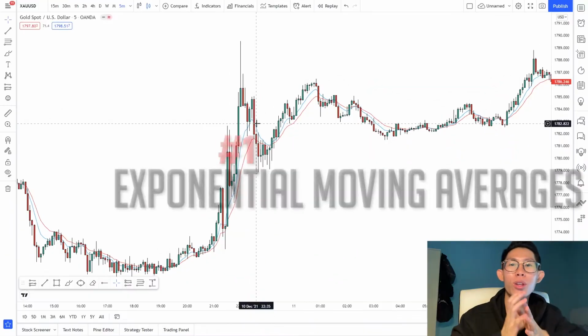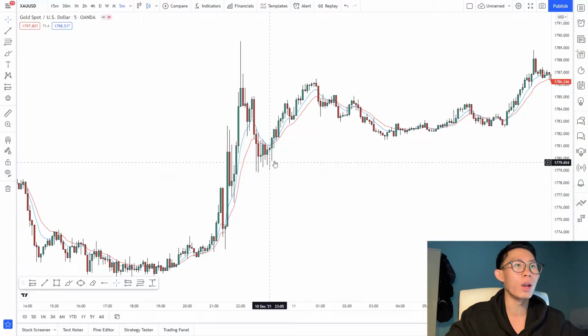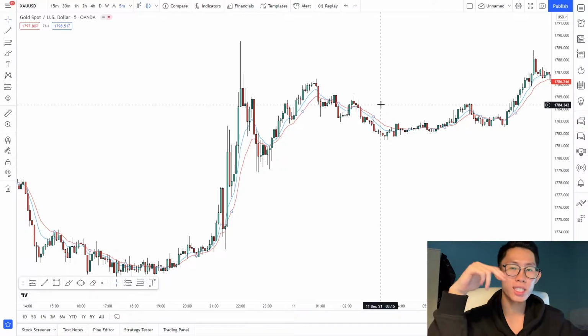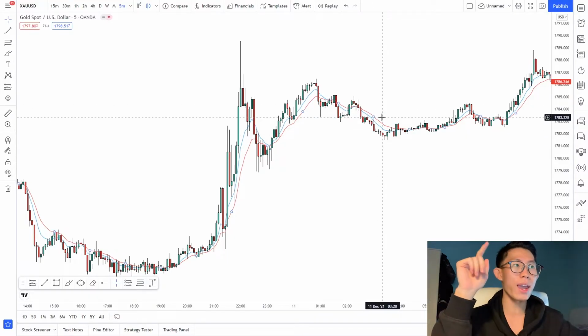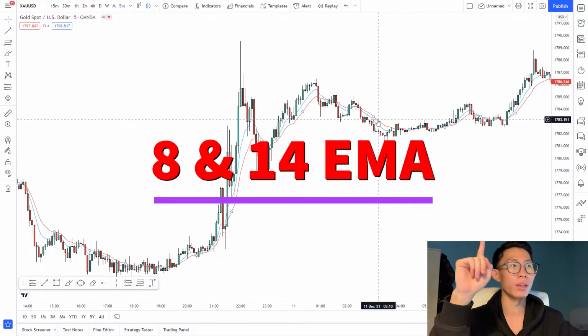So the first thing that you need for this strategy is the exponential moving averages. You can see this blue line and the red line in the background, right? Those are the EMAs, the exponential moving averages. Change the settings of the moving averages to 8 and 14. So these two are the 8 and 14 EMA.